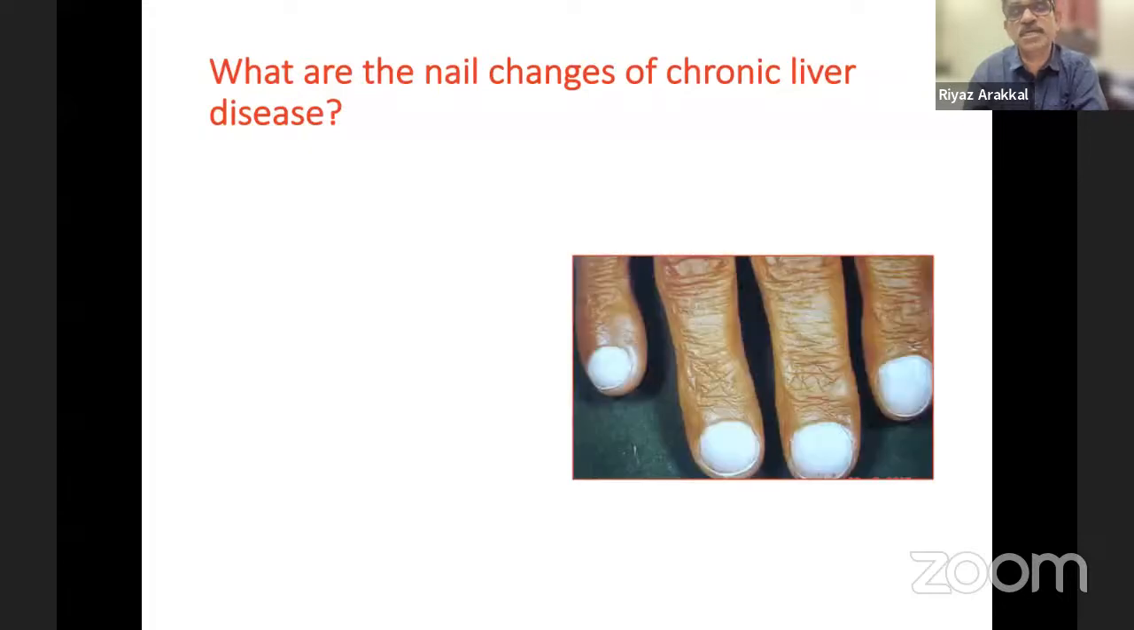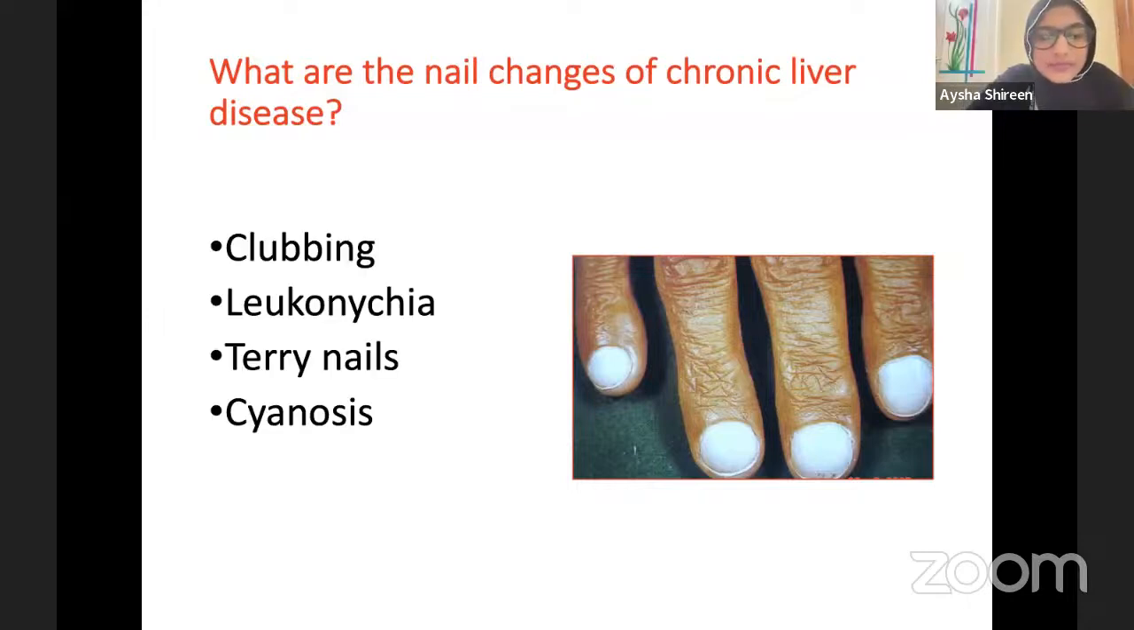What is shown here? White nails. What is white nail called? Leukonychia, due to hypoalbuminemia. So there you can get leukonychia, clubbing, Terry's nails. Sometimes you can get cyanosis. We already mentioned central cyanosis occurring in cirrhosis.